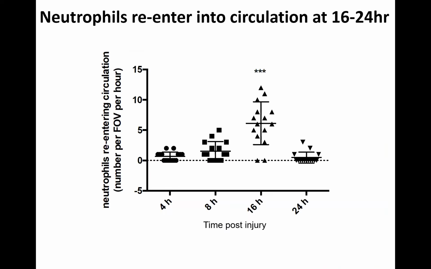And people phone me up and they say, Kubes, we don't see this. And I say, how long did you look for? And they say 2 to 4 hours. And I say, yeah, we don't see it either. It doesn't happen until the cell has finished its job, whether it be killing or repairing. And then in around 16 hours to 24 hours, we see this very rapid disappearance of the neutrophils, and we see them migrating into the vasculature.